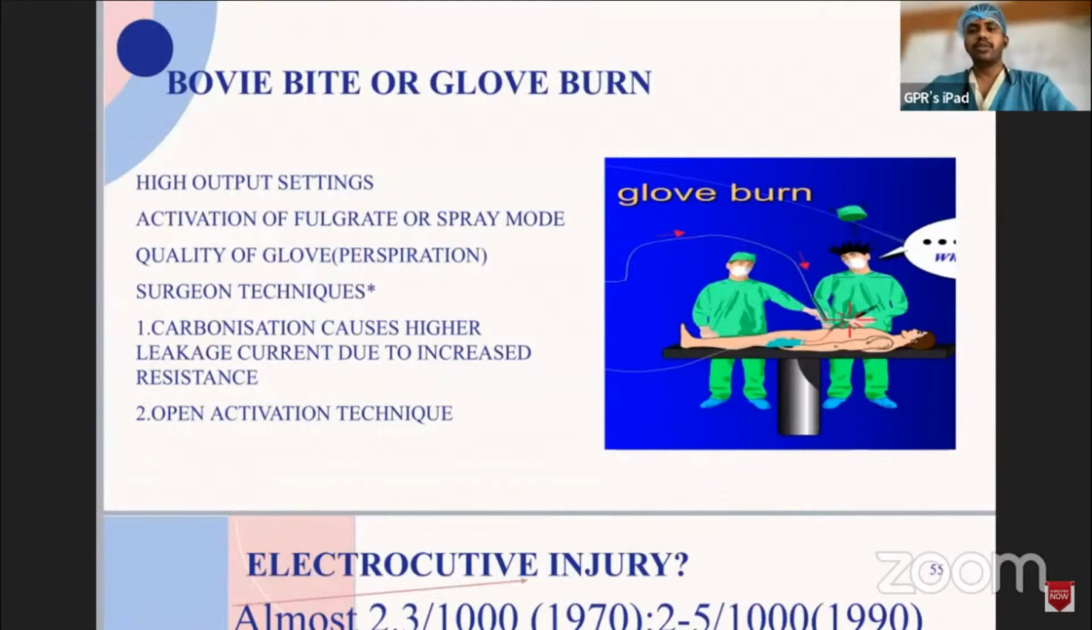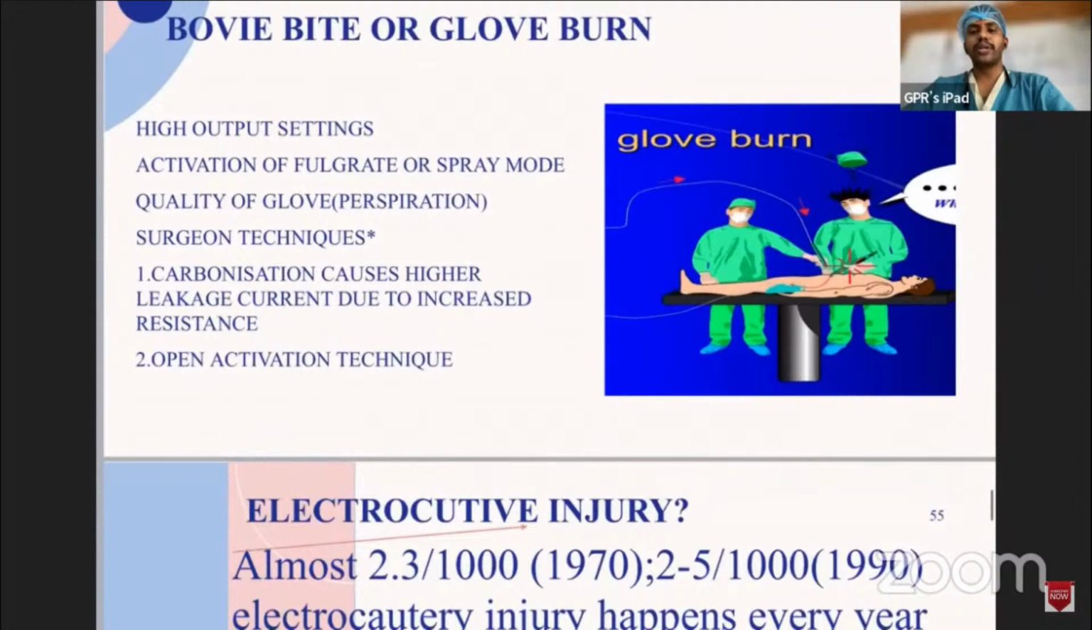Whenever energy is used, there is always a chance that the surgeon who is using it gets some amount of feedback, which is also called a bow bite or a glove burn. It can happen because of a high output setting, or because of more fulguration or spray mode technology. Sometimes the quality of the glove we use for the surgery also matters. Sometimes it is the surgeon's technique, like more carbonization happening, more leakage of current, and last but not least, the open activation. That is nothing but whenever the cautery is not in contact with the tissue and it gets activated, the chance of electrical current injury is more, which is also called open activation.